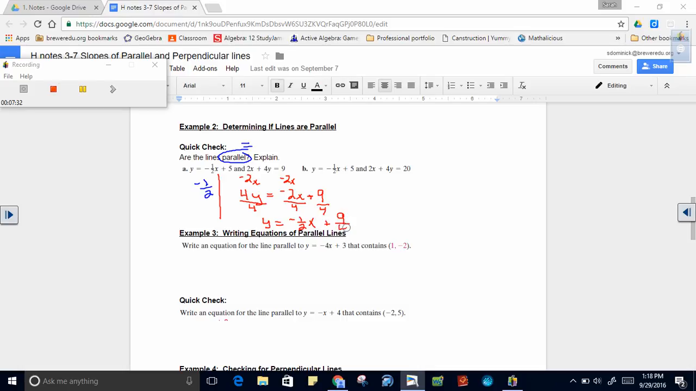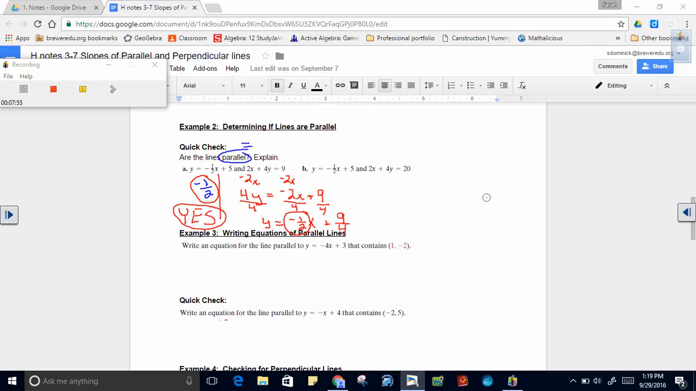The reason I knew my answer at this step is because in reality, if my question is are they parallel or not, all I need for information is the slope. If I have a negative 1/2 and a negative 1/2, this is a yes. They are parallel. They're parallel because their slopes are the same.